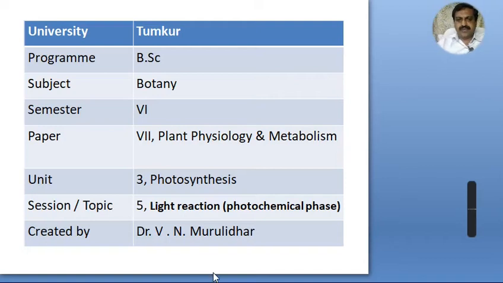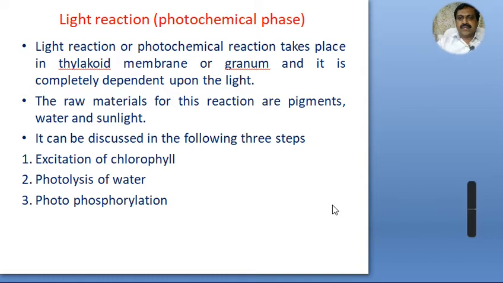Dear students, in the present lecture, we shall try to learn the mechanism of a light reaction, which is otherwise called a photochemical phase. In the previous lecture, we have learned the mechanism of photosynthesis, how light reaction and dark reaction are interrelated with each other, and the site of reaction. In the present lecture, we shall learn about the light reaction of photosynthesis.